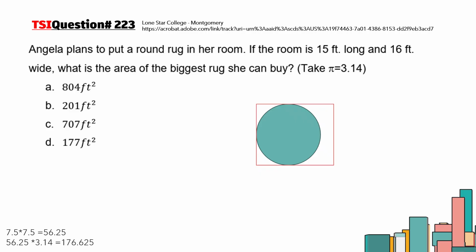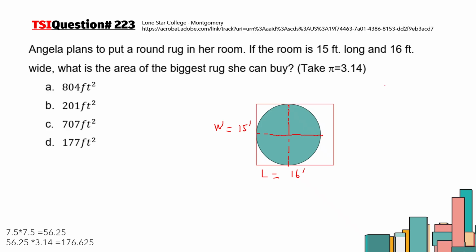So as we know, the boundary in red is the rectangular room, and we have the 15 feet here and 16 feet here. So the length and the width of the room, and the area of the biggest rug you can buy has to fit in that circle with the diameter of 15 feet.